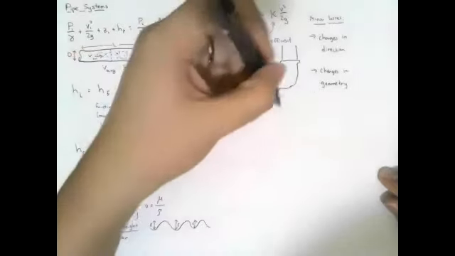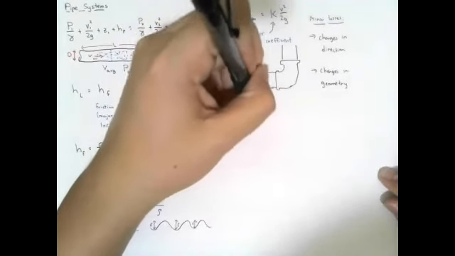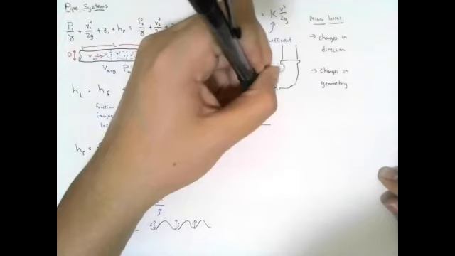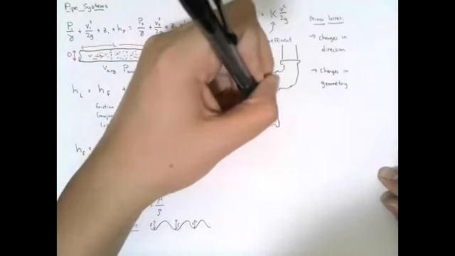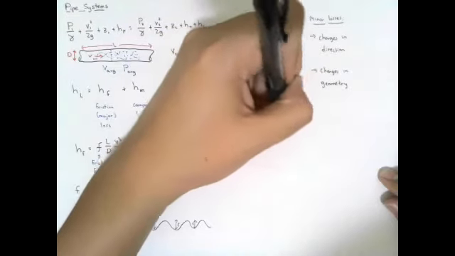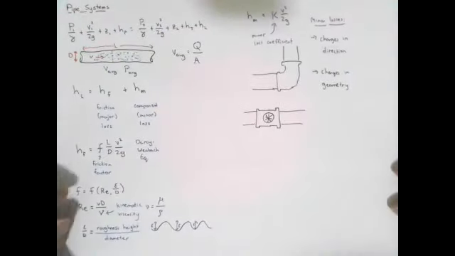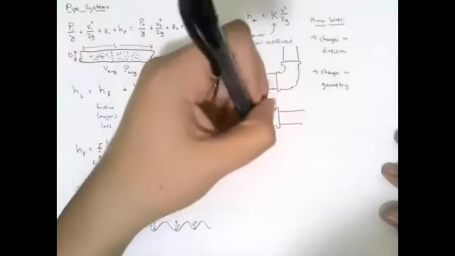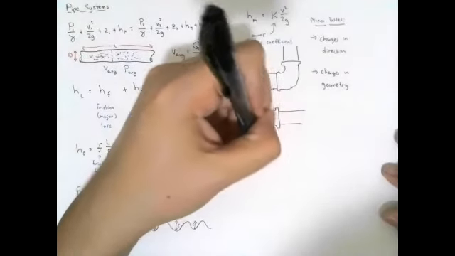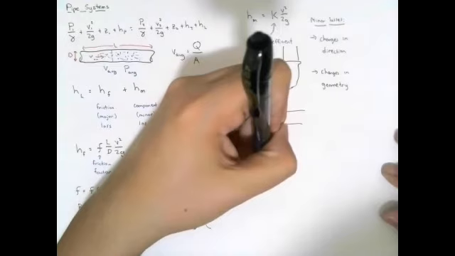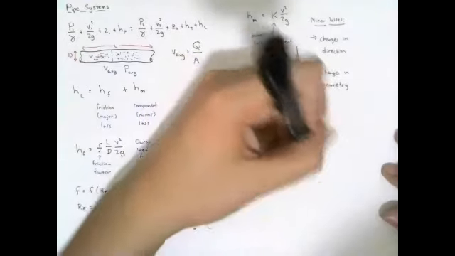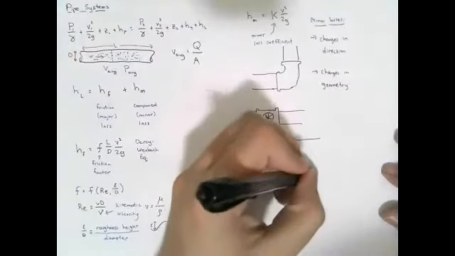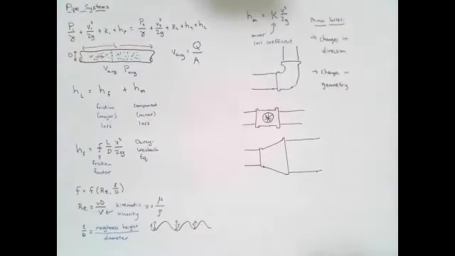So some examples of changes in geometry would be if your pipe system passes through a valve, because valves change the geometry of your pipe system and then therefore end up with an energy loss. Another example of a change in geometry would be if your pipe system goes through an increase or a decrease in diameter. It's most likely going to be a decrease, but yeah, that's a change in geometry.